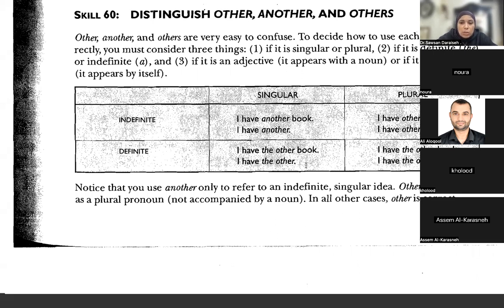Others is used only as a plural noun. It's plural. Not accompanied by a noun, because the S itself, guys, functions as the noun, okay? As if other is really the adjective, and the S here functions as the noun. So together, it's really a pronoun, okay? In all other cases, other is correct, all right?